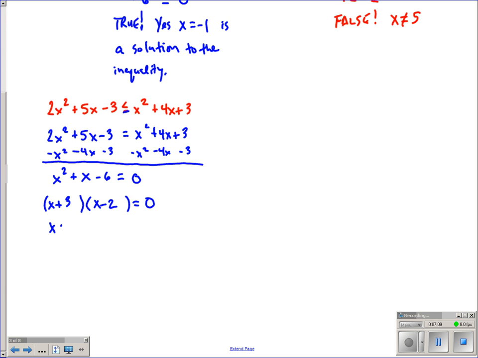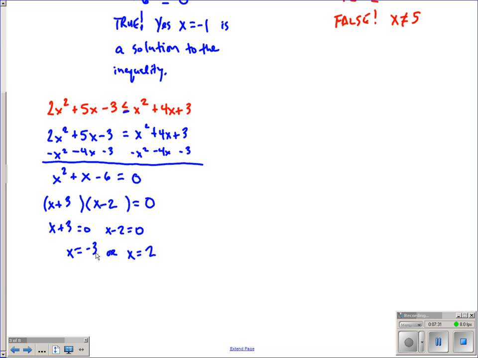Use our zero product property. If the product is 0, that means either this value has to be 0 or this value has to be 0. So figure out what value of x would make the whole thing equal 0. So you get x equals negative 3 or x equals 2.